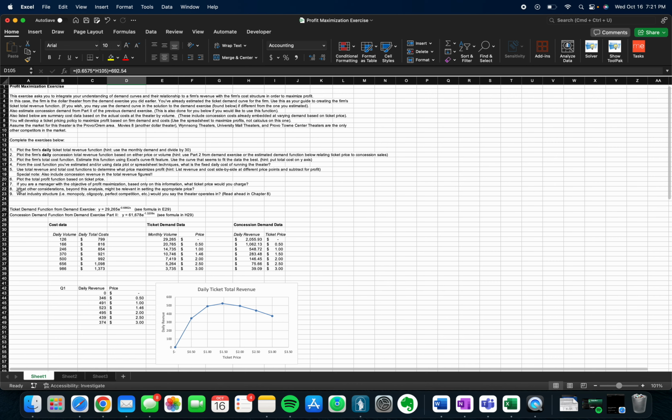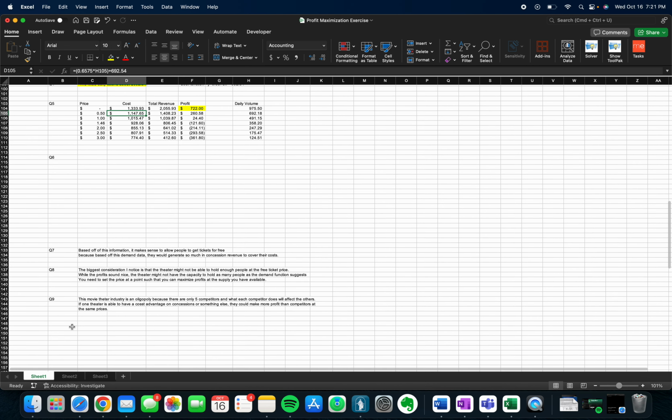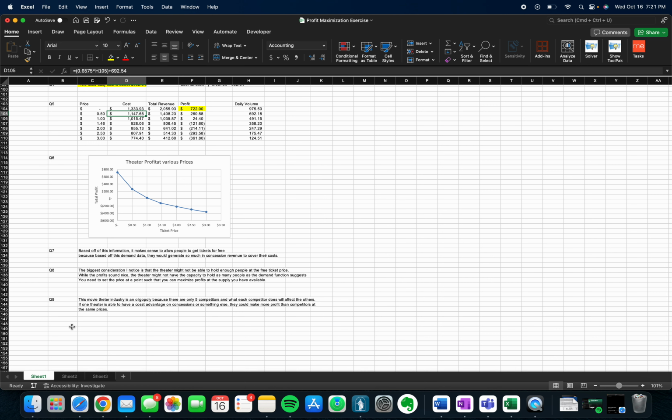But then question 8 says, what other considerations beyond this analysis might be relevant? What I said was the biggest consideration I noticed is that the theater might not be able to hold enough people at the free ticket price. While the profits sound nice, the theater might not have the capacity to hold as many people as the demand function suggests. So you might need to set the price at a point such that you can maximize profits at the supply that you have available, if that makes sense.